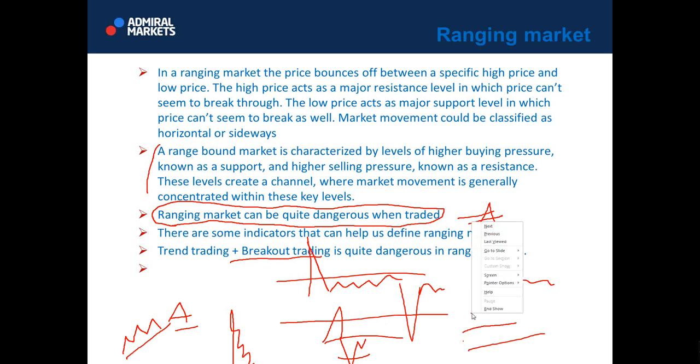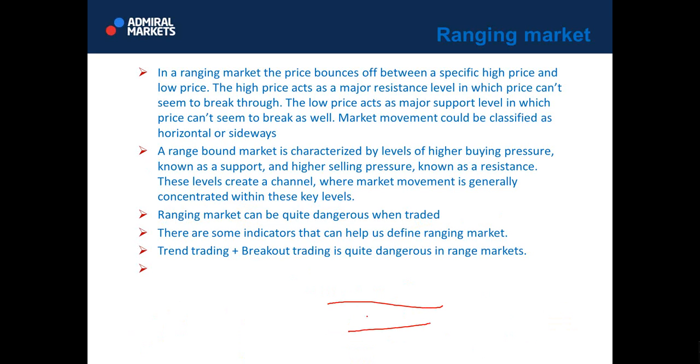If this happens, a breakout happens like this, first to the upside, then back to the range, then to the downside, then to the range again. This is the worst thing, because you will lose on this trade, and you will also lose on this trade. And now how can we counter that? How can we fight against that?